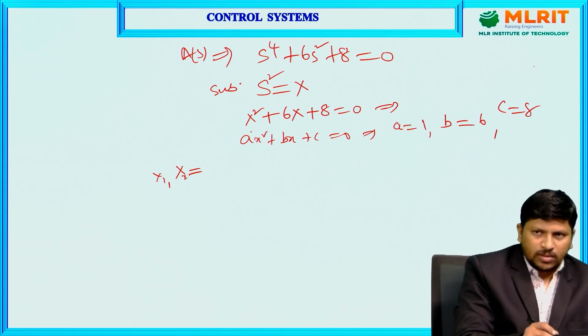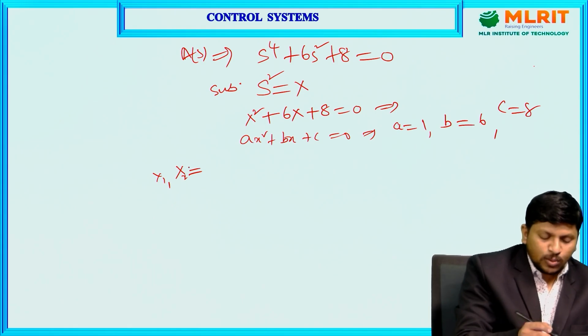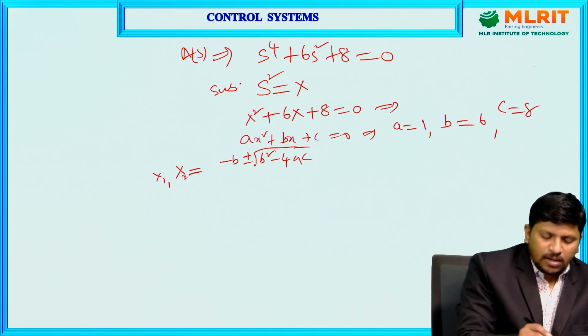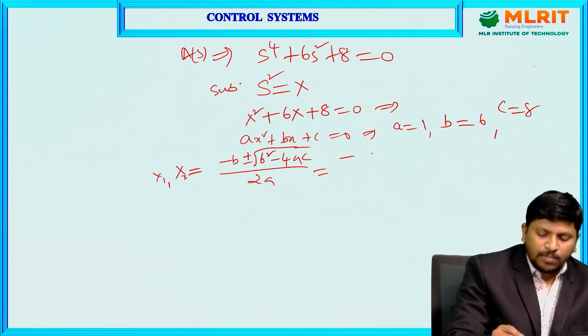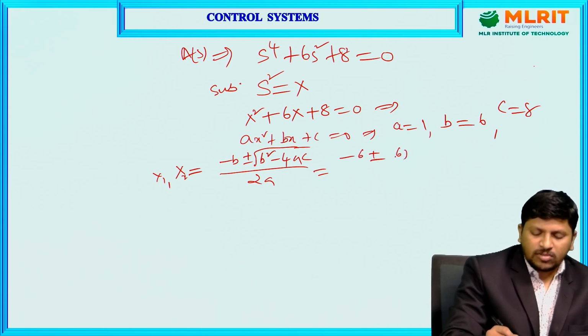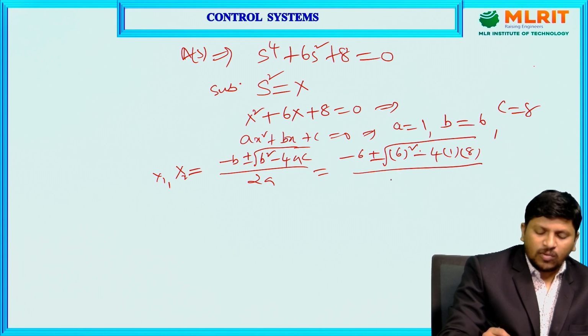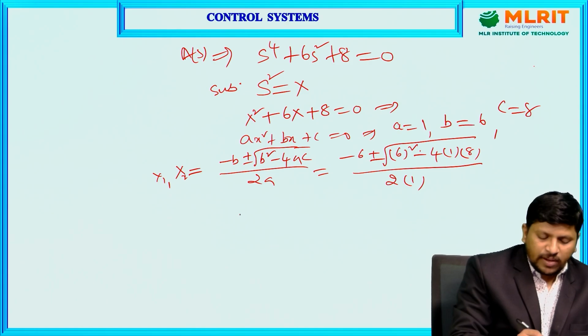So 2 roots, right? Quadratic. So x1, x2 equals minus b plus or minus root of b square minus 4ac, divided by 2a. So here minus b means minus 6, plus or minus root of 6 square minus 4 times a which is 1, times c which is 8, divided by 2a. What is the value? 2a, where a is 1.